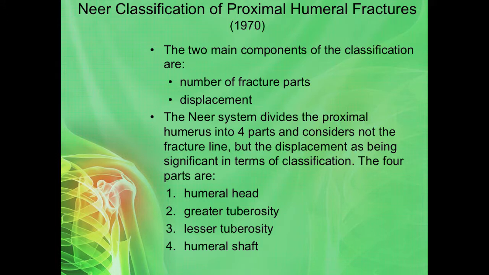So Dr. Charles Neer developed the classification of proximal humeral fractures in 1970. And this classification system was based on two components: the number of fracture parts and whether or not those parts were displaced. So Neer's system divides the proximal humerus into 4 parts and really focuses on the displacement of those parts as being the important or the significant item in terms of classification.